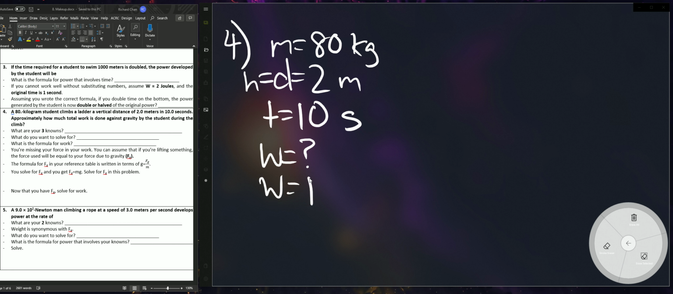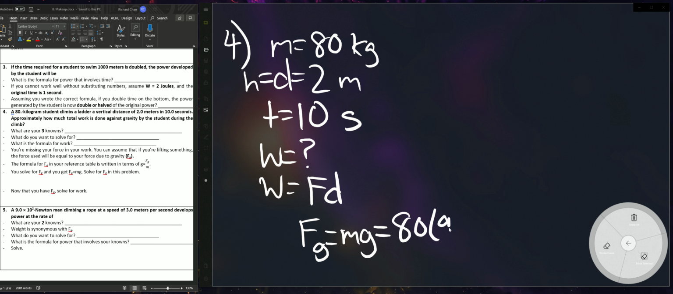And we know the formula for work is force times distance. And you're missing your force in this problem, right? We have D, we want to solve for W, but we don't really have F here. Well, guess what, our F is our force due to gravity, and so your force due to gravity is mass times gravity, and so your mass is going to be 80 and G is going to be 9.8. Let's actually round this to 10, so you get somewhere around 800 newtons.